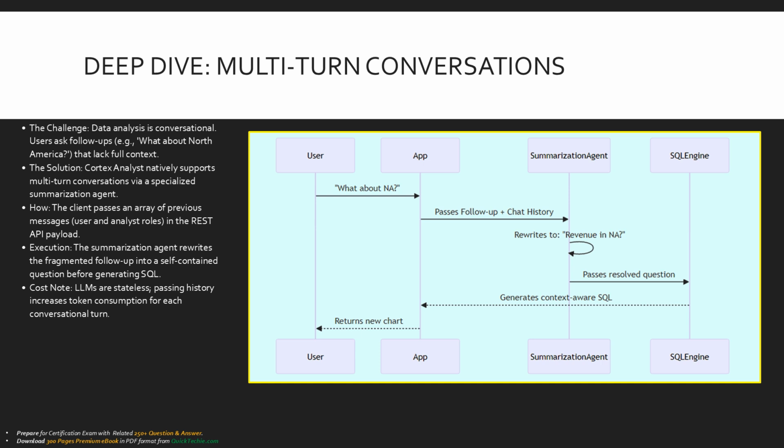The user asks a vague follow-up, "What about NA?" The application bundles this prompt with the previous chat history and sends it to the summarization agent. Instead of trying to write SQL immediately, this agent acts as a translator, rewriting the intent into a standalone question, "Revenue in NA." This perfectly resolved question is then handed to the core SQL engine, which easily generates the context-aware SQL. This multi-agent workflow protects the system from context collapse and ensures highly reliable answers.